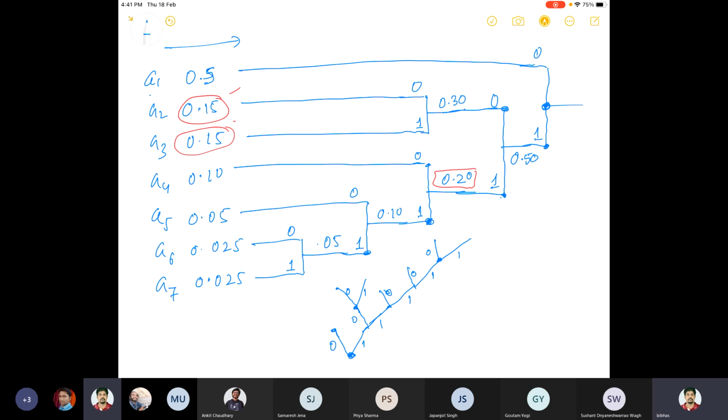So my code words are like this. Let me just write down the code words. It is 0 for the first one, then 100 for this one, 101, 110, then 1110, and 11110, and then 11111 for the last one. So these are my code words for A1, A2, A3, A4, A5, A6, A7.